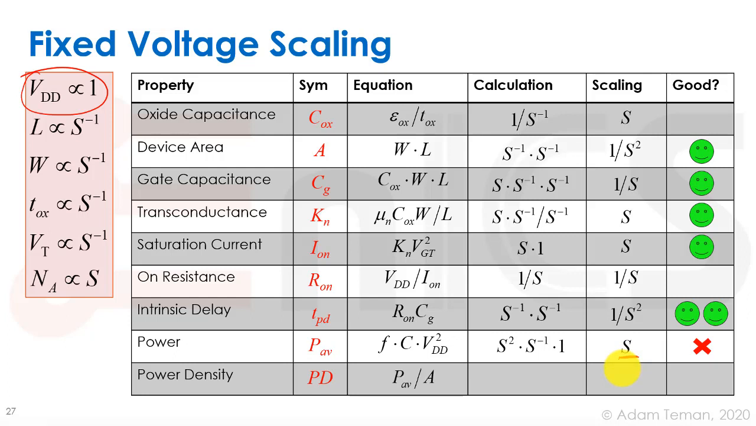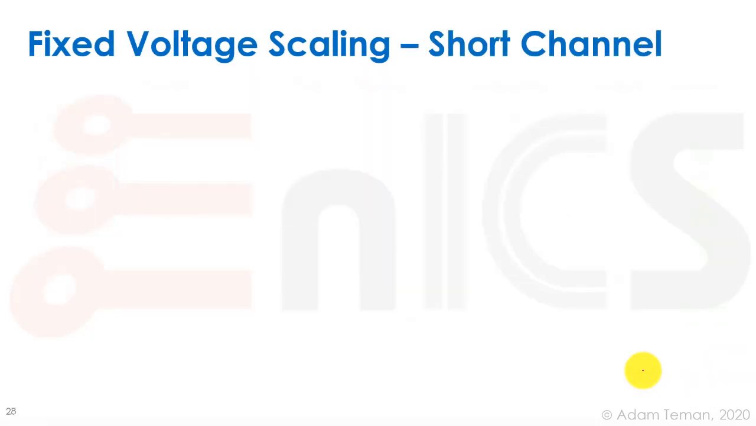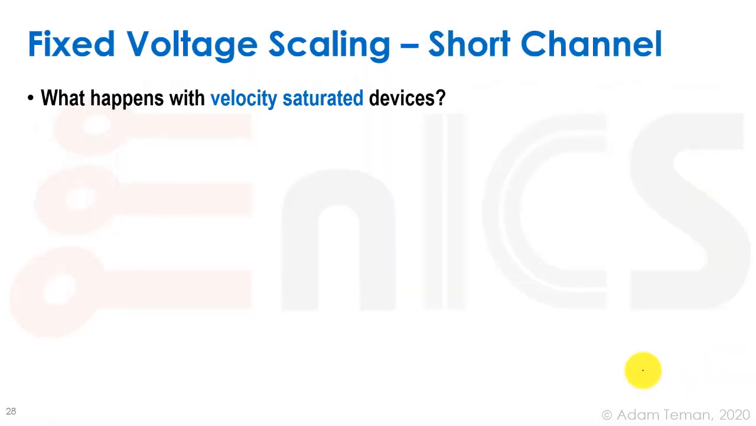So our power density is P average divided by A, the area, and the area is scaled by 1 over S squared. So that means what we get is a rise to the third. We get a cubic rise in the power density, and that's something that's intolerable. When we look at short channel, it's even worse.